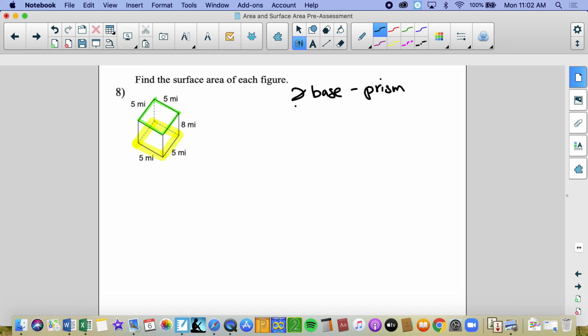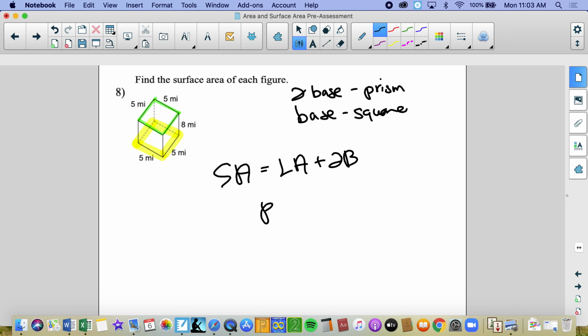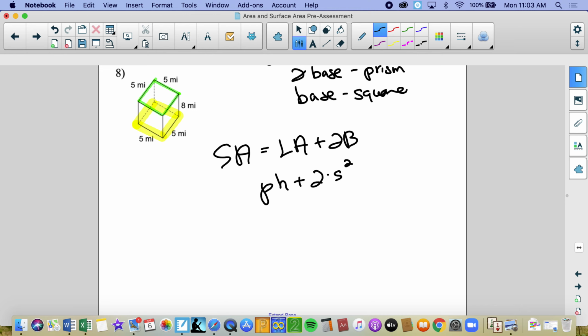And then we look to see what the shape of the base is. Well, the shape of the base is a square. So this would be considered a square prism. Now we know that surface area of all prisms is going to be lateral area plus 2 times big B, which represents the base area. So my lateral area, remember on all prisms, lateral area is going to be the perimeter of that base times the height plus 2 times the base shape. The base shape is a square, so we put in the area formula for the area of a square.